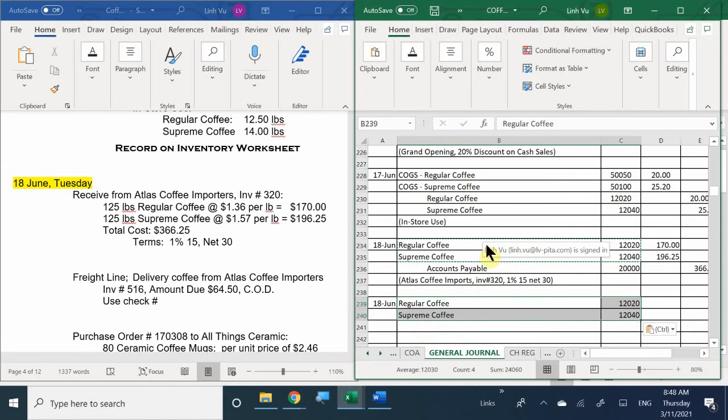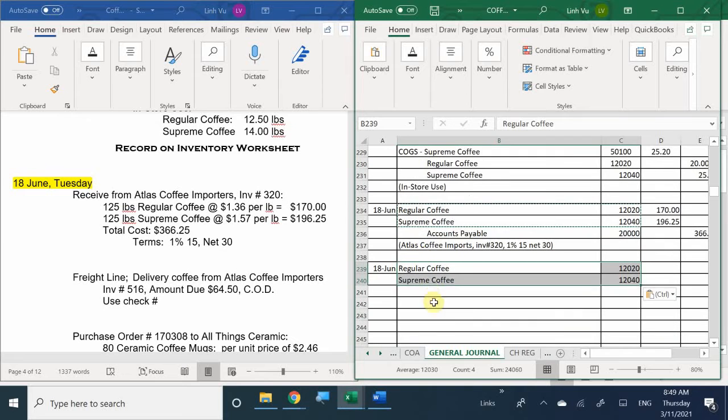However, how did we pay for this? COD. So what does that mean? Cash on delivery. So what account do we need to use? Checking. Yes, we have to write a check. Okay.